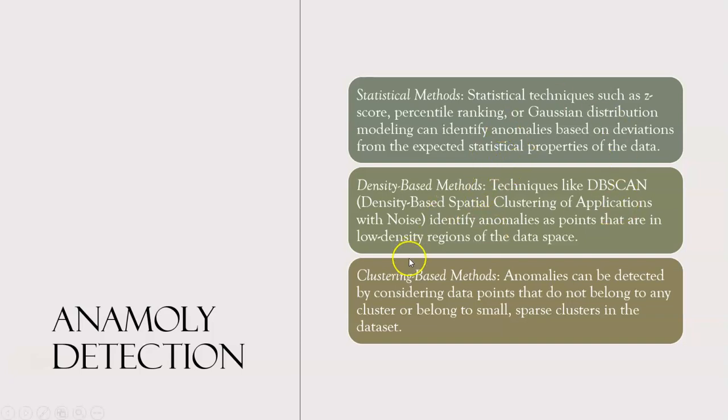The next method is density based methods. Density is nothing but a group of certain things concentrating in one place. Density is mass divided by volume. Mass is nothing but weight, and volume is nothing but the whole quantity. So density based methods, you can call it by a shortcut form like DBSCAN, which means density based spatial clustering.